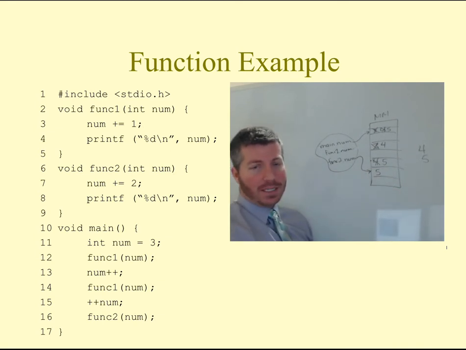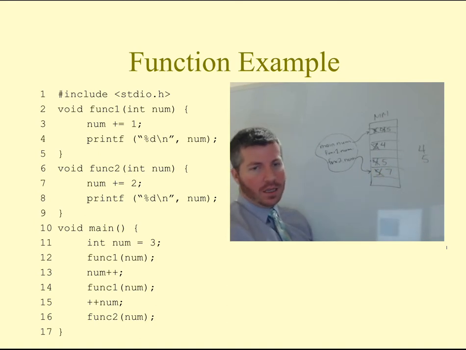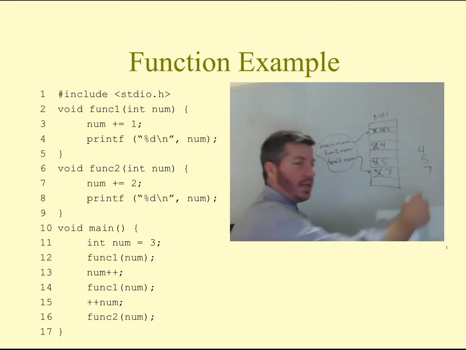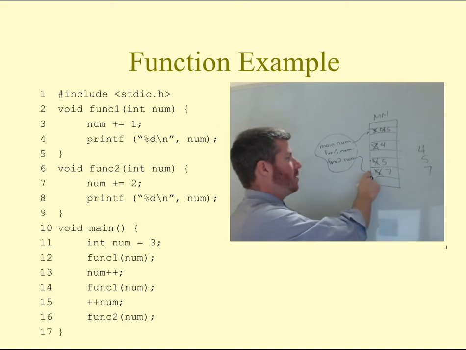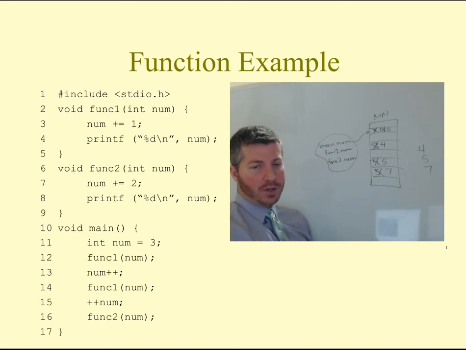On line 7, I say num plus equals 2. It's going to increment the value of num by 2. So now it's going to take this 5 and it's going to make it a 7. On line 8, I print out the value of num. It prints out a 7. I return from that function, so I lose the pointer to that location in main memory, and my program terminates since that's the last line of code inside of my main function.